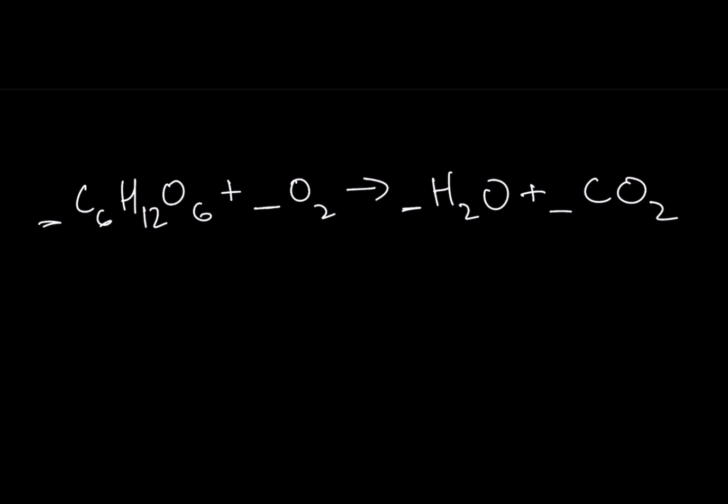Let's balance this chemical equation. First, let's classify the reactants and the products. The reactants are to the left. It's C6H12O6 and O2, and they become the products, which are on the right.